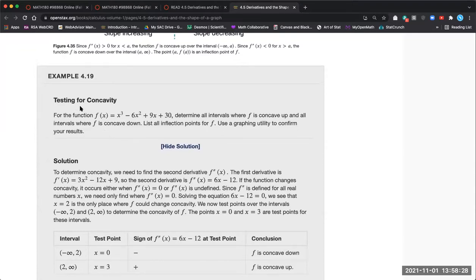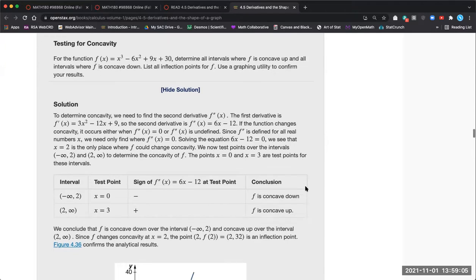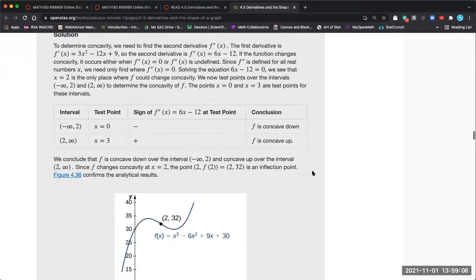As we look at this test for concavity, we're going to look at the sign of the second derivative. So to determine concavity, we need to find the second derivative. You find the first derivative, and then you can find the second derivative. So you end up finding a critical value for the second derivative. The function changes concavity when f double prime equals 0 or f double prime is undefined. That's an important piece as we're thinking about it. So you find the second derivative, set it equal to 0, and that will tell you whether there is a change of concavity or a potential point of inflection.